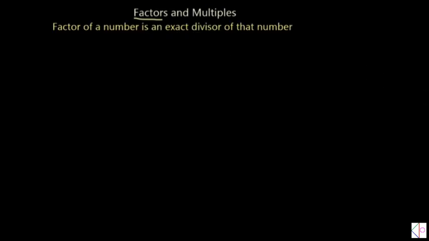Today we are going to discuss factors and multiples. First, take the definition of factors. A factor of a number is an exact divisor of that number. In other words, a factor of a number is a number which completely divides it without leaving a remainder. That is why we write the words exact divisor here. That means there is no remainder left after division.